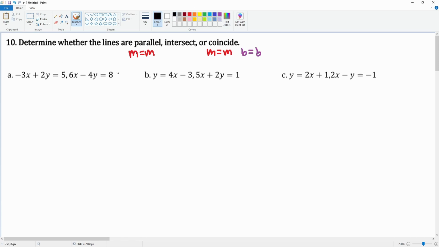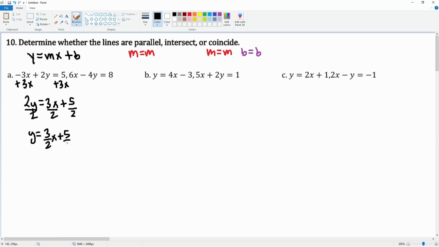But notice all of these have to be in the format of y equals mx plus b, so we can look at the m's and the b's naturally. Okay, so we're going to add 3x to both sides here. You get 2y is equal to 3x plus 5. Divide by 2 to everything. We get y is equal to 3 over 2x plus 5 over 2.